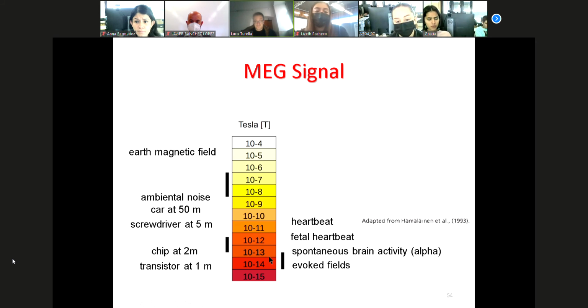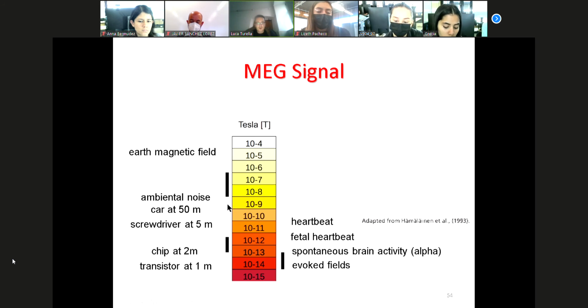So the signal is 10,000 times, so 10 at the 4 or 5, bigger. Just to help you understand that even the internal signal of the body is much greater than what we are measuring. So we need to isolate the chamber where we are recording the data from any kind of possible source of noise from outside.